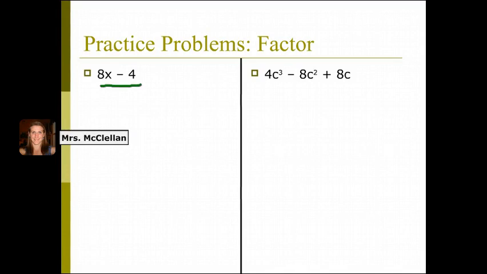In our first example, the greatest common factor is 4. So you're going to bring the 4 on the outside of the parenthesis. And do the division.